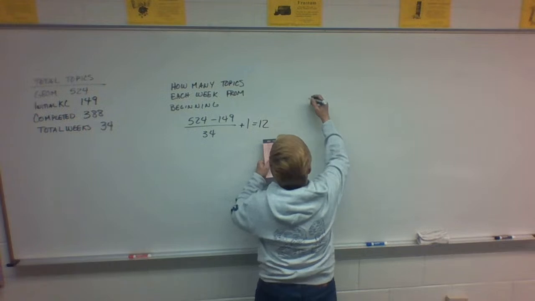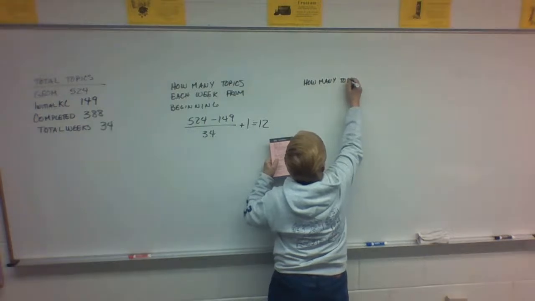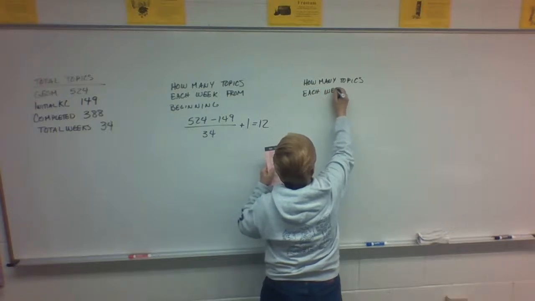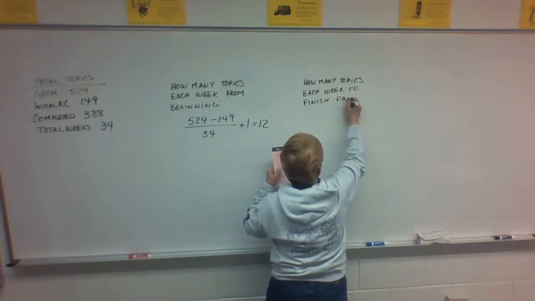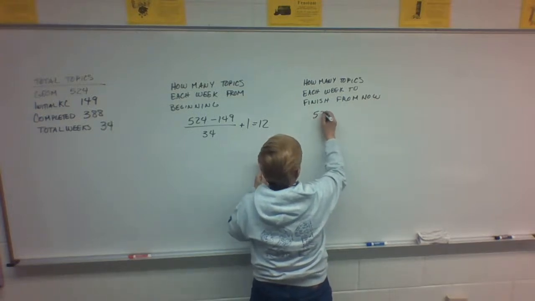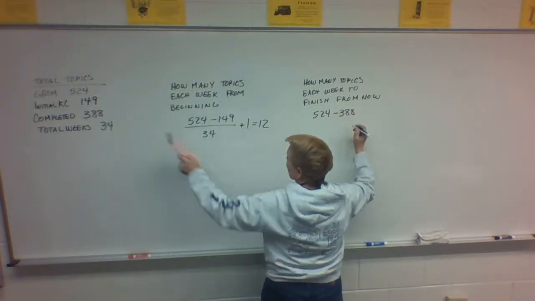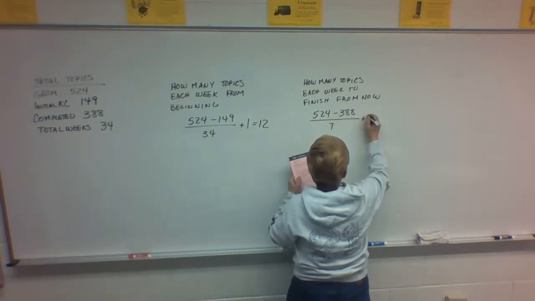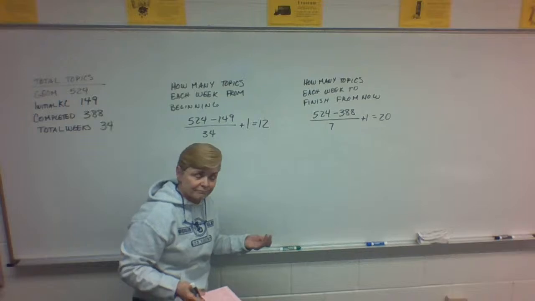So if you want to know how many topics each week with what I have right now to finish from right now, you would have to take 524, the total, and subtract the 388 that have been completed that we saw over there in the list, and you would divide that by the 7 weeks that are left, add 1 for safety, and we get that this person's going to have to do 20 topics per week from here on out to finish on time.